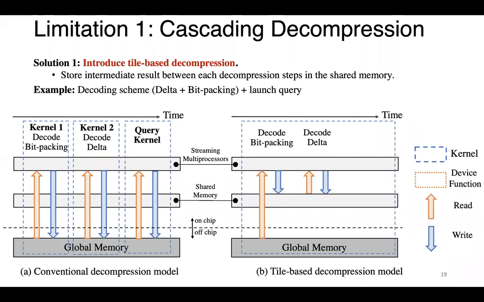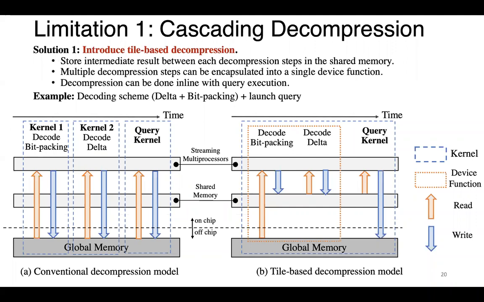The decompression step of these two schemes can now be performed in the same kernel. Even better, we can encapsulate these multiple decompression steps into a single CUDA device function and call it from within the query kernel. As a result, the query kernel can run on top of compressed data, decompress the data on the fly, and read the decompressed data from the shared memory. This model is more efficient since it only requires a single round trip to the global memory to decompress the whole scheme and execute the query.